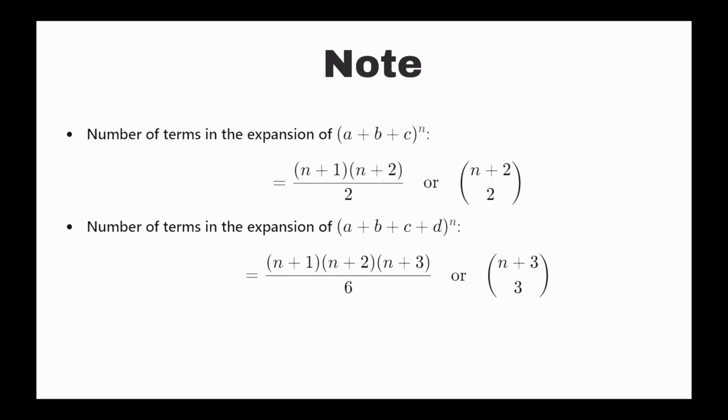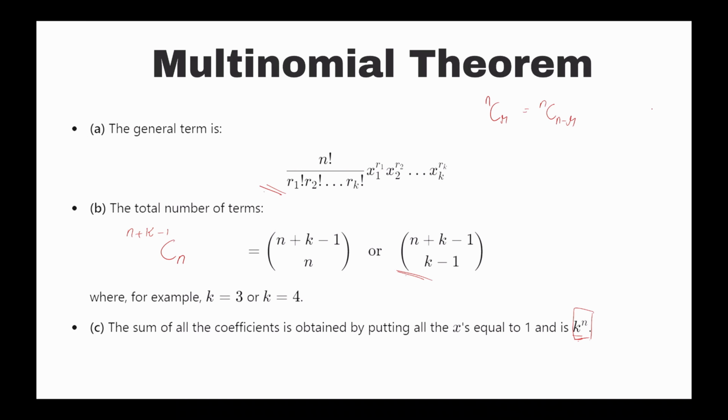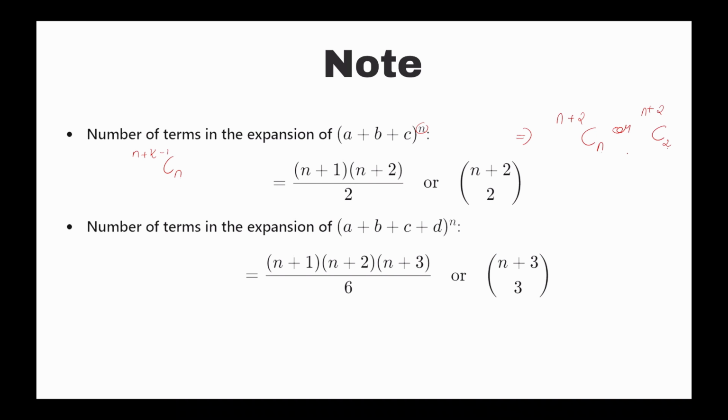Again, a few more things. For the number of terms in this expansion, you can simply use the formula (n plus k minus 1) C n. What is your n here? n is simply n, and my k is 3. If I replace k as 3, I get (n plus 2) C n, or this can be written as (n plus 2) C 2. That is exactly what is here. And this becomes (n plus 2)(n plus 1) upon 2. Of course, this is just the number of terms. So just keep these things in mind.